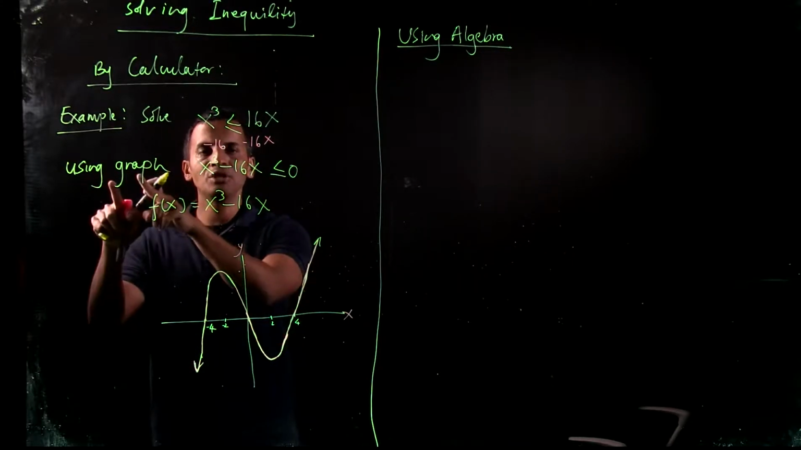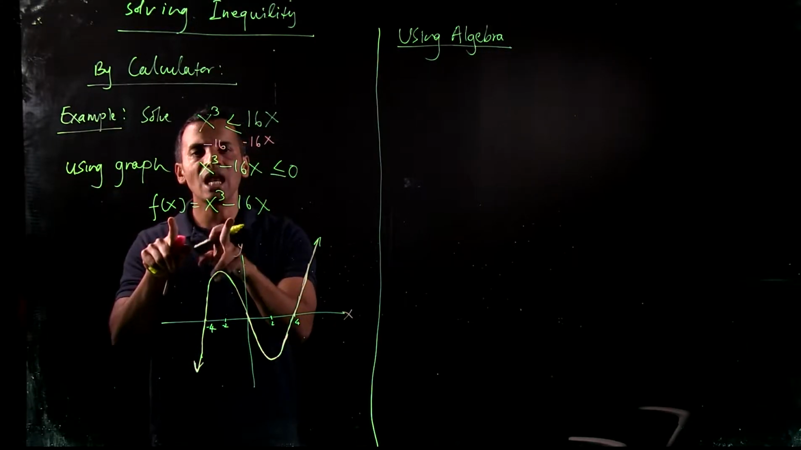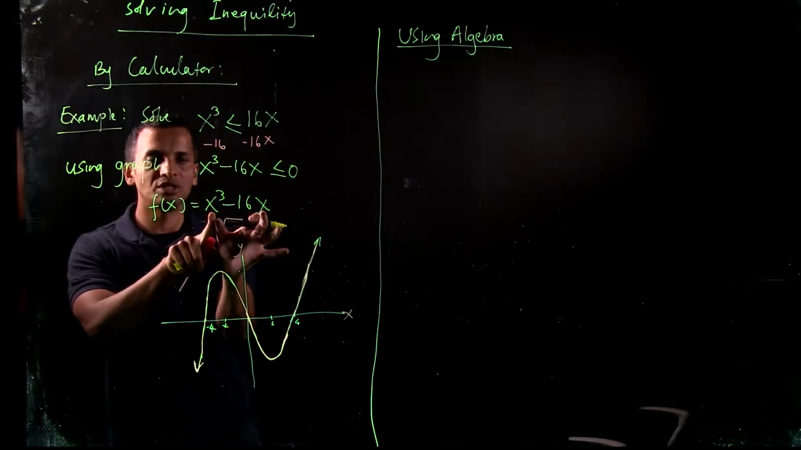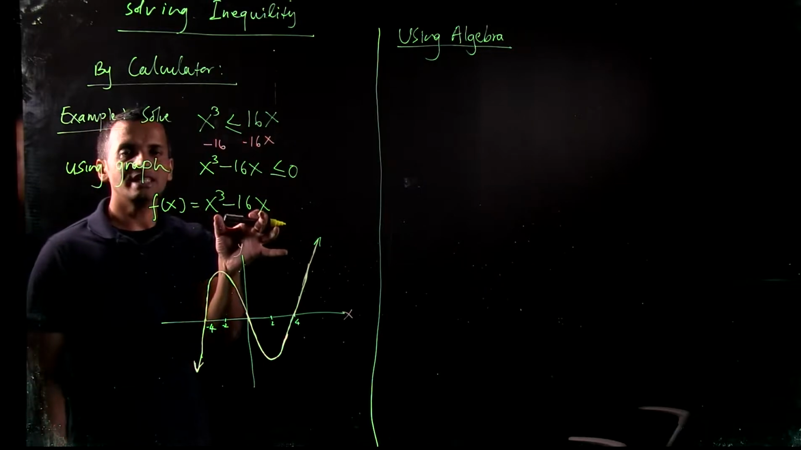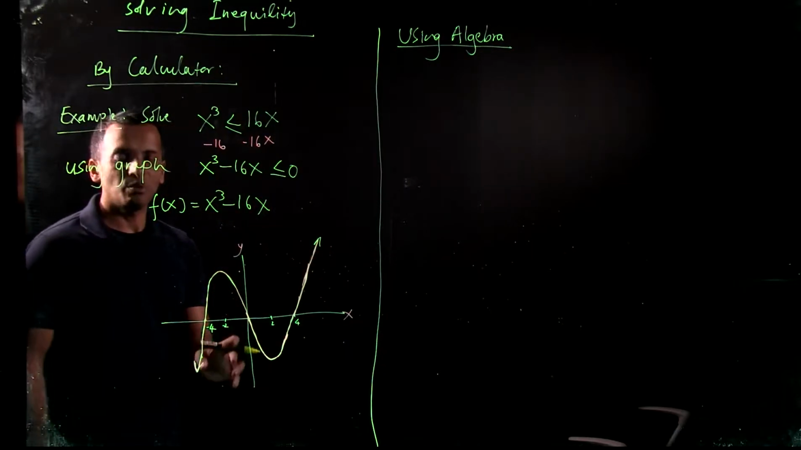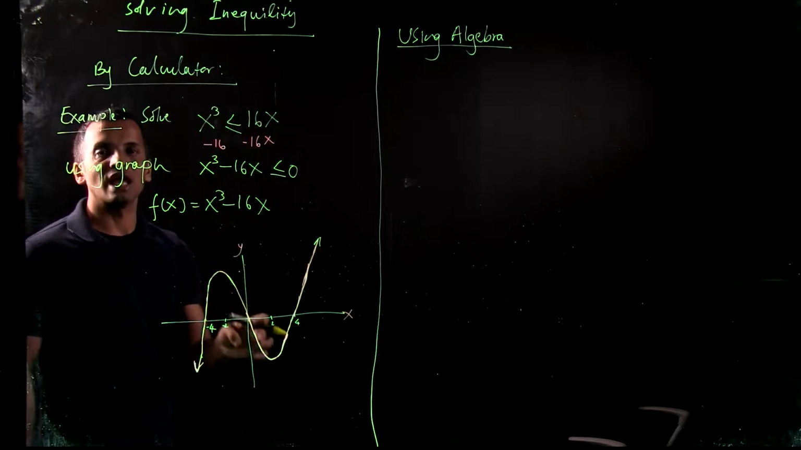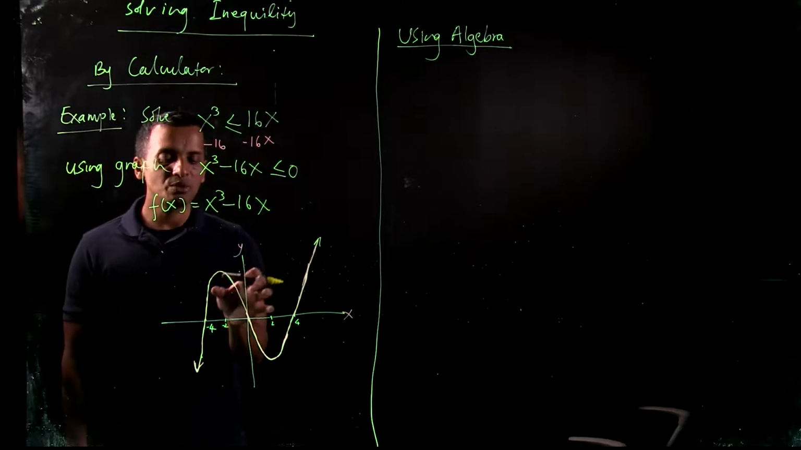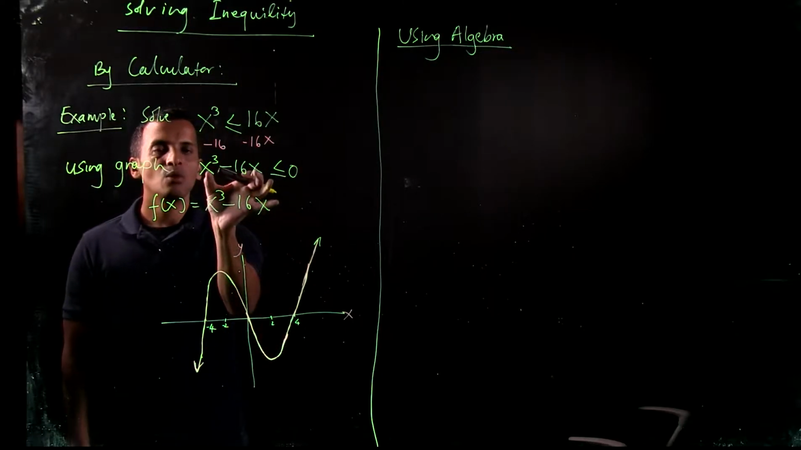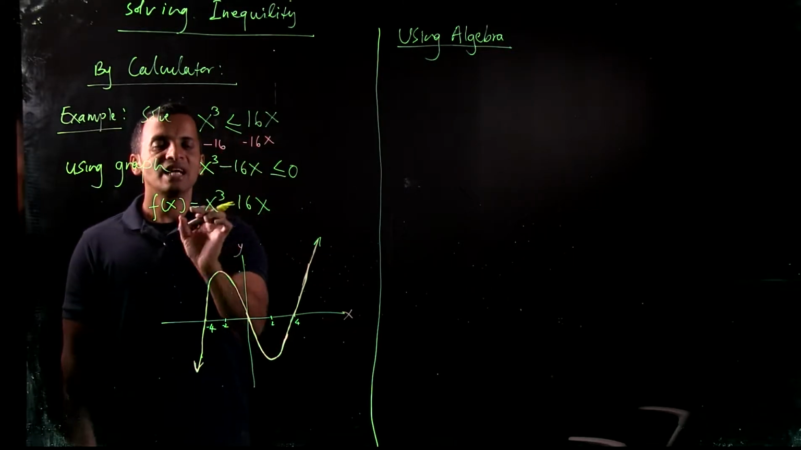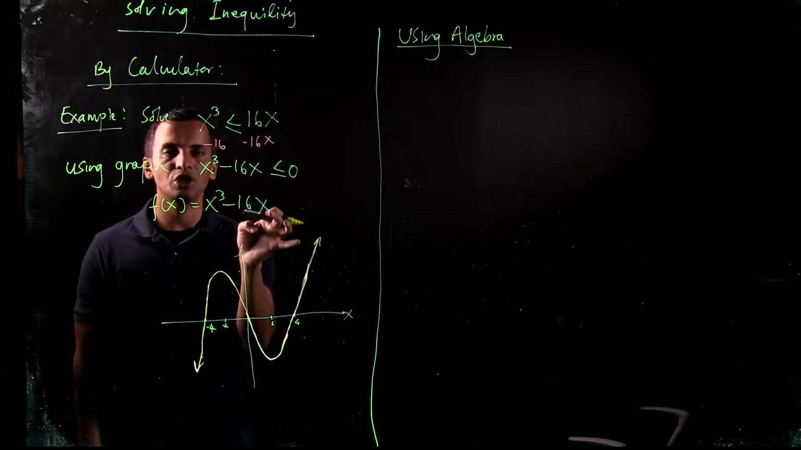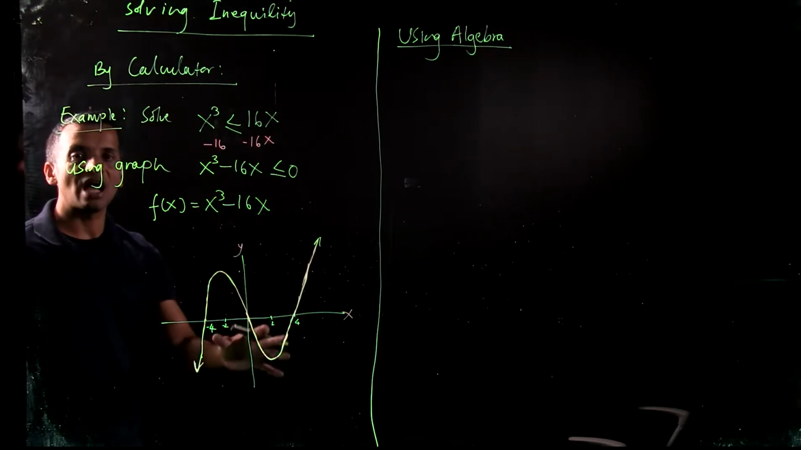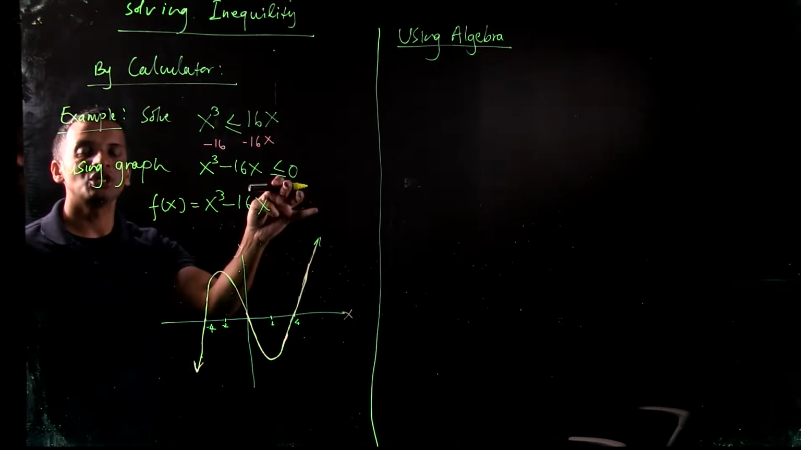Once you get the right hand side 0, you assume everything on the left as f of x. If you want to use the graph, in your calculator press y equals and enter this function. Once you set the right window, you will get a graph of the function like this. What we want to find is those x where f of x is less than or equal to 0.